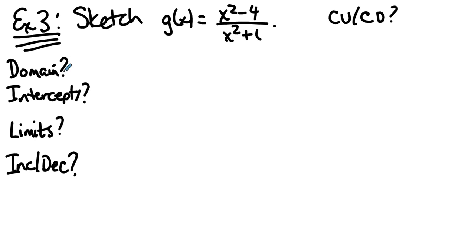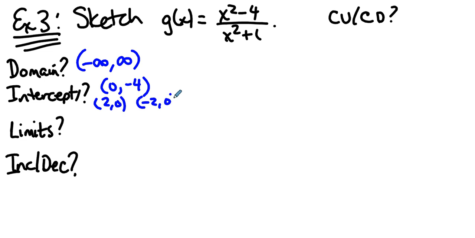So the domain, the denominator is never 0, so this domain runs forever. Where are the intercepts? Well, we can figure out the y-intercept by substituting 0 for x. And we can figure out the x-intercepts if we set the numerator equal to 0. There happen to be 2 x-intercepts.